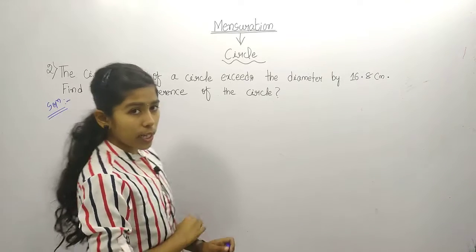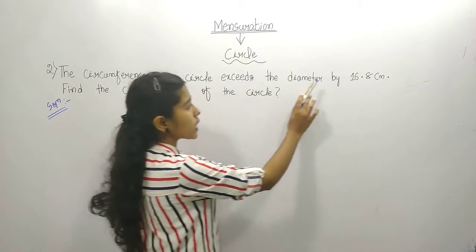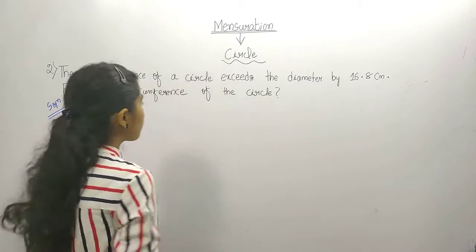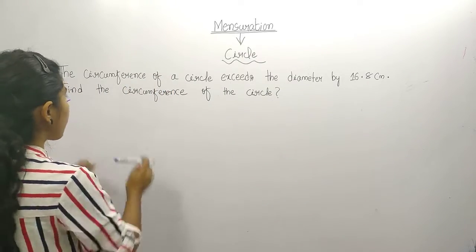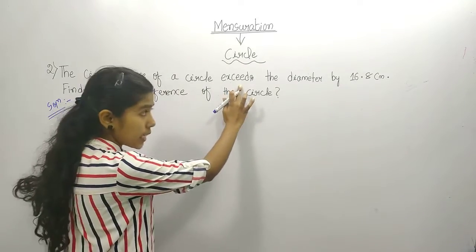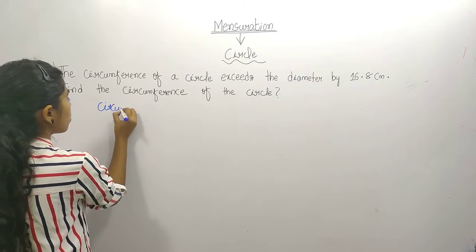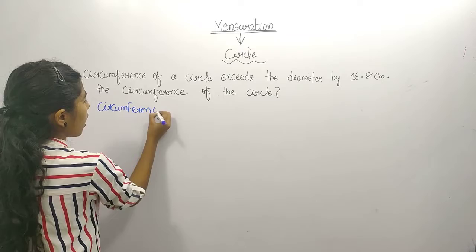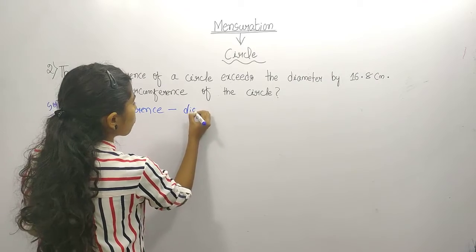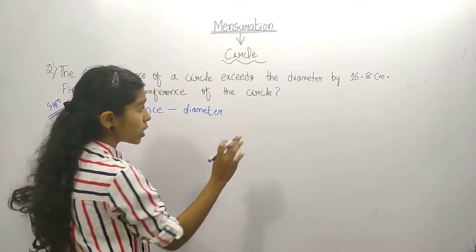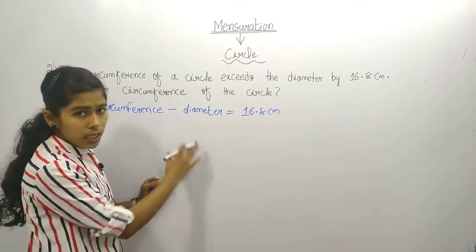So here you see, this is the next question. What is given in the question? The circumference of a circle exceeds the diameter by 16.8 cm. What you have to find is the circumference of this circle. So let's see. First, the circumference exceeds the diameter. First you write circumference exceeds the diameter, that means circumference minus diameter, by how much? 16.8 cm. So circumference minus diameter equals 16.8 cm.